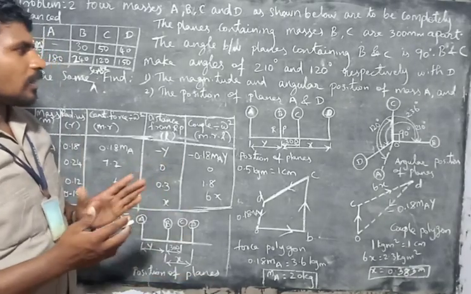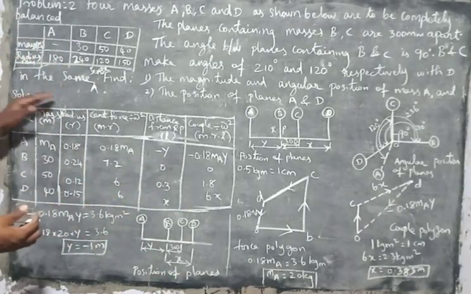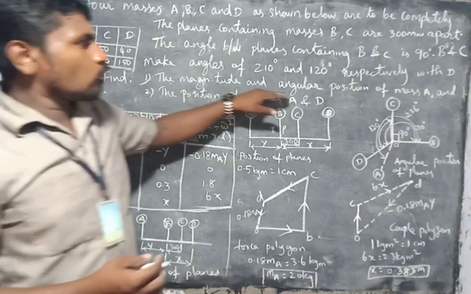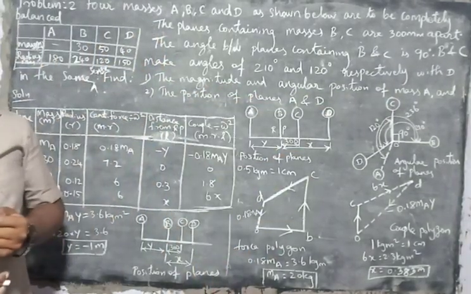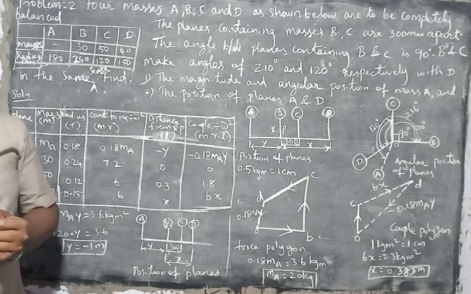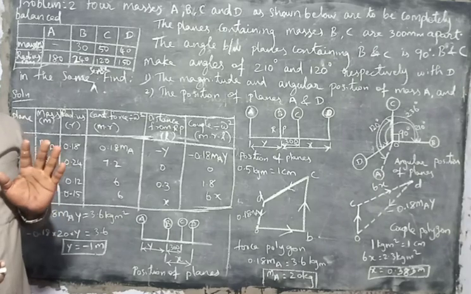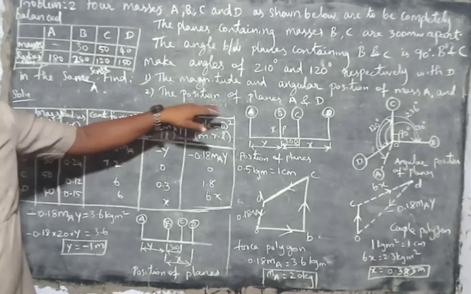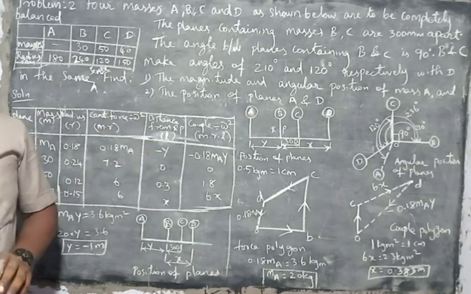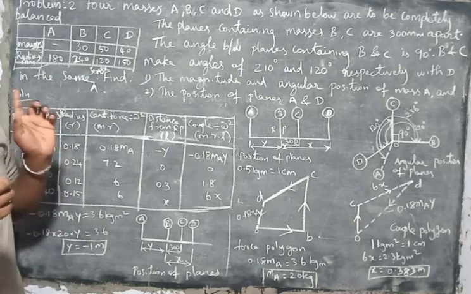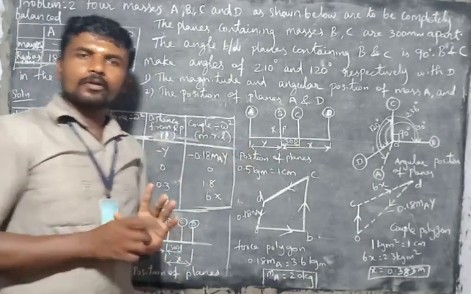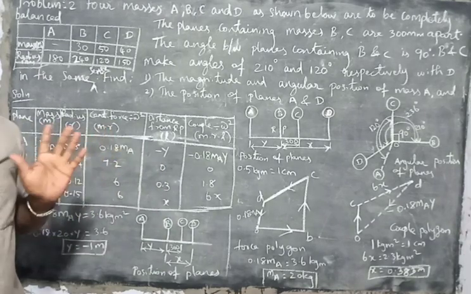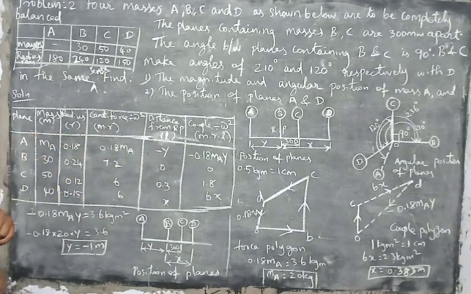These are the data they gave. Then what do we need to find? The magnitude and angular position of mass A: the mass of A and the angular position theta A. Then the position of planes A and D, the distance from the reference plane, X and Y. These are the things we need to find.